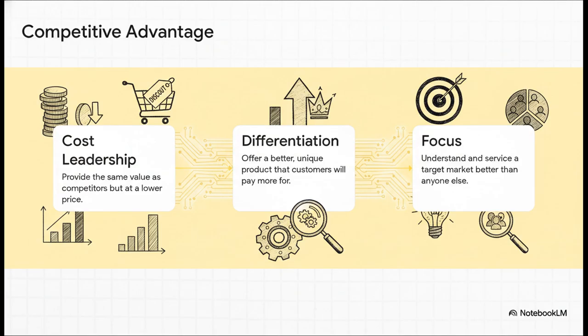You know, when you boil it all down, there are really three main ways a business can win. One, be cheaper than everyone else. That's cost leadership. Two, be better or just totally different. That's differentiation. Or three, find one small group of customers and serve them better than anyone else. That's focus. And guess what? Information systems are basically the rocket fuel for all three of these strategies.